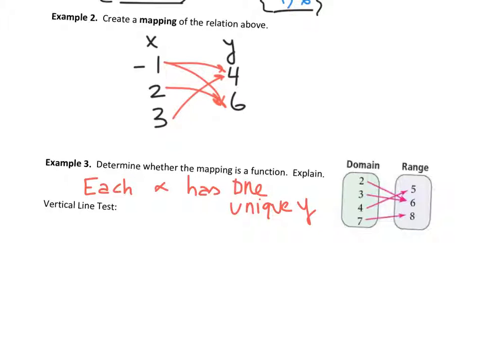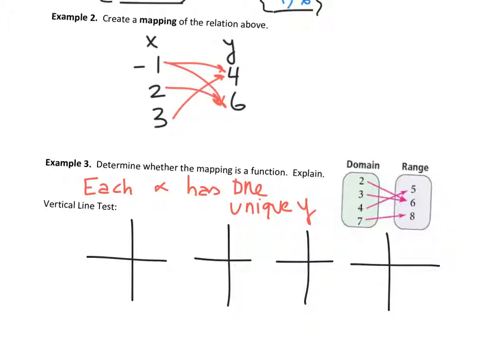Another way you can determine if a relation is a function is by using the vertical line test. I'll do a few examples, or 4 examples here. So if you have a relationship such as this blue curve, the vertical line test is if you drew an infinite number of vertical lines, then the vertical line would not cross the blue function twice. So each vertical line only crosses the blue once. So this would be, yes, a function.